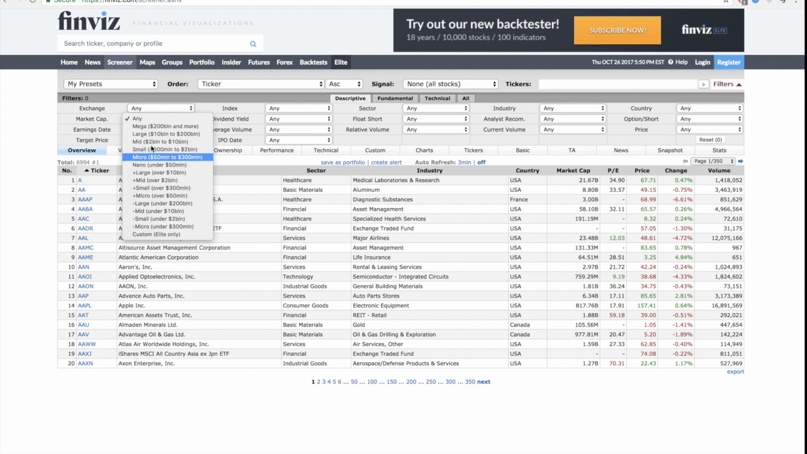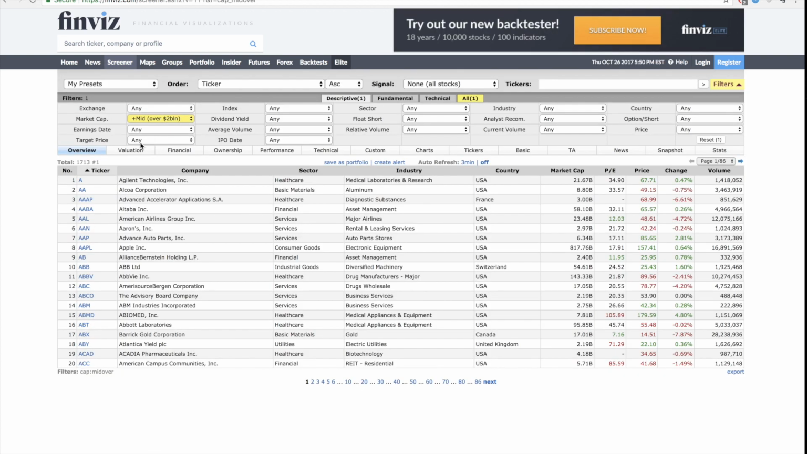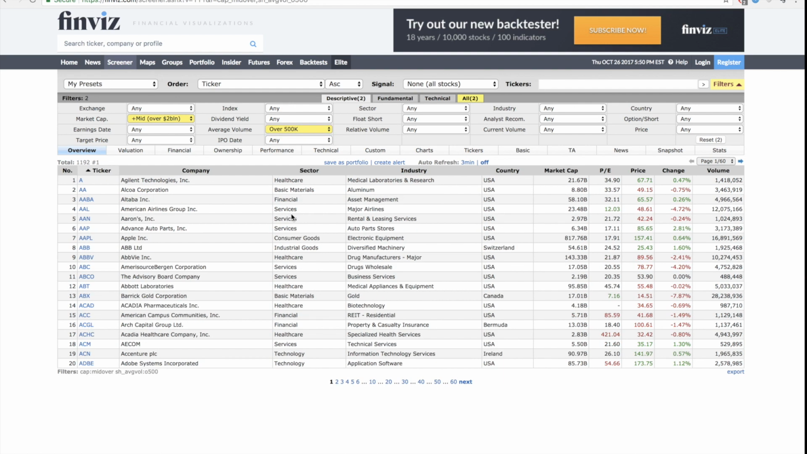Up here you can tune into a specific market cap, but with this plus sign you do the market cap or more. So I want you to pick plus mid for the scanner, and that'll reduce some things. See how it reduced drastically already. And then also here you want to go to average volume, pick something over 500k, because you definitely always want volume in any of the stocks you trade.